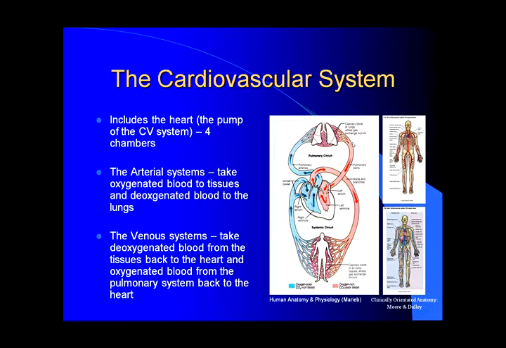And this is the venous system from the lungs, the pulmonary venous system, that is now taking oxygenated blood from the lungs back to the left atrium, from where it passes into the left ventricle in order to be pushed out to the body.